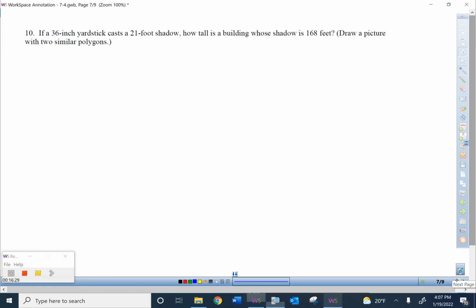Alright, number 10, and a couple of these other ones here, are review from things we've done before. We've done problems with shadows. The only difference here is you'll see the labels don't match. We learned that the labels don't match with scales often, and that's okay. Okay, but we're still going to draw out a visual. We've got a ground since there's a shadow involved, and one's a 36-inch yardstick casting a 21-foot shadow. Okay, so my 21 foot is longer than 36 inches.